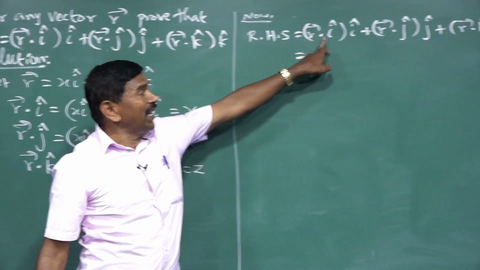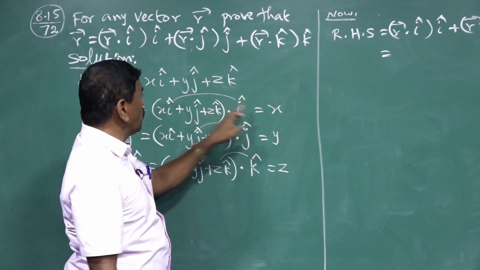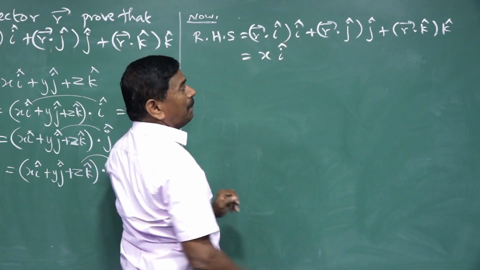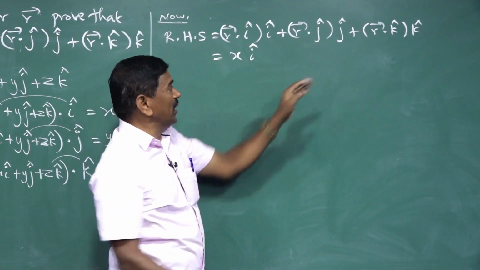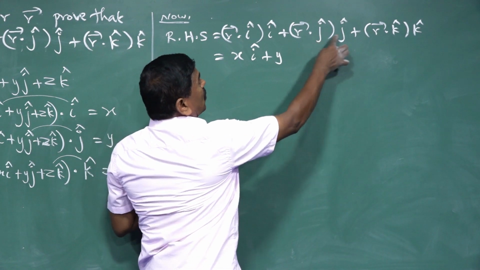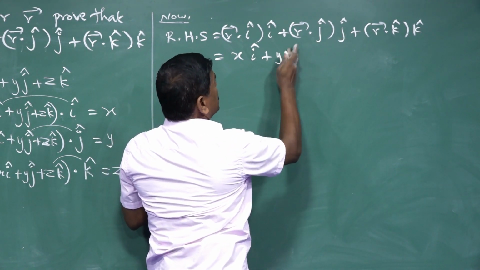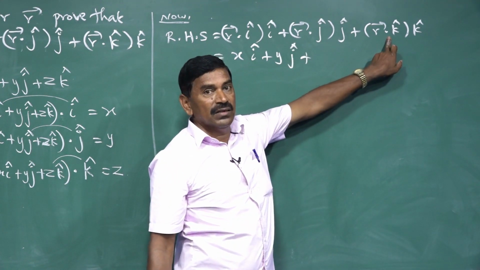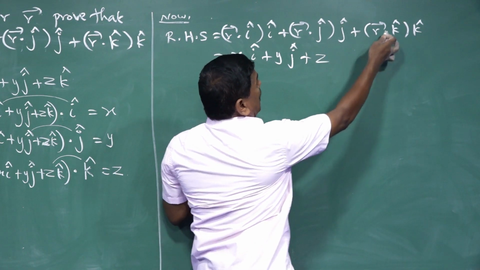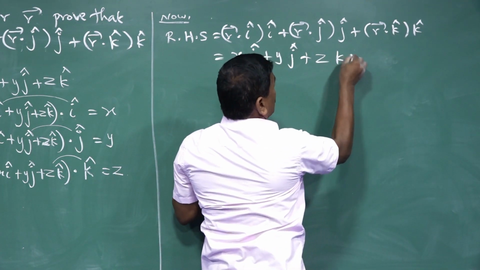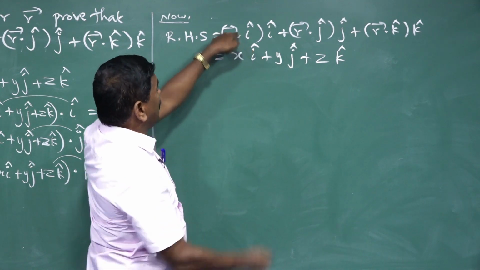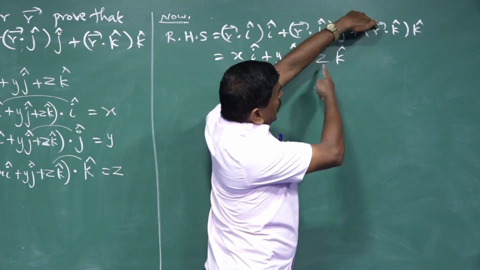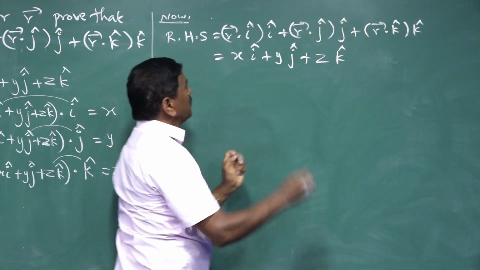What is the first bracket? First bracket equal to x, so x into i cap. Second bracket, y, so plus y into j. Plus, what is the third bracket? Z, that is the third bracket z into k. First bracket equal to x into i, second bracket equal to y into j, third bracket equal to z into k.